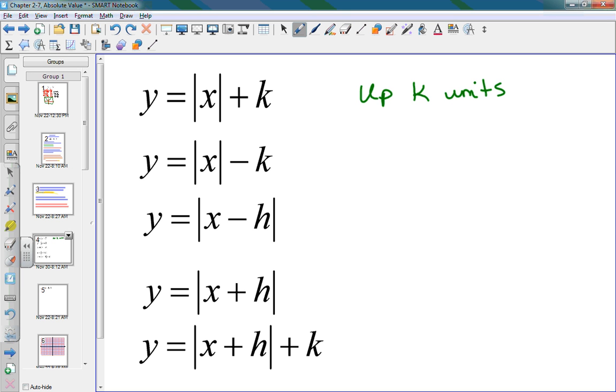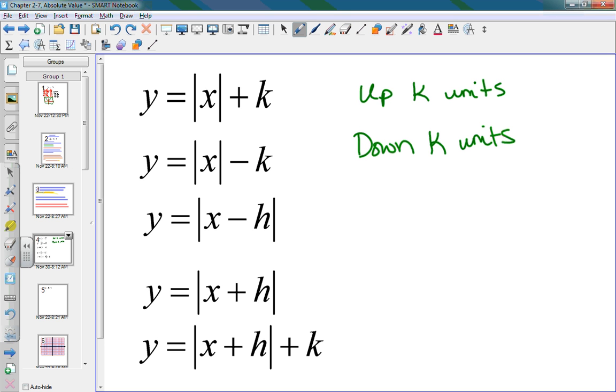If I have absolute value of x minus k, what happens to the graph there? I'm going to go down k units because minus is going to mean down for the k. So if it's a plus k, it means up, and if it's minus k, that means down, okay? Now, let's check out the h.